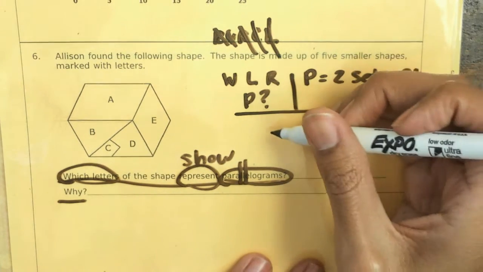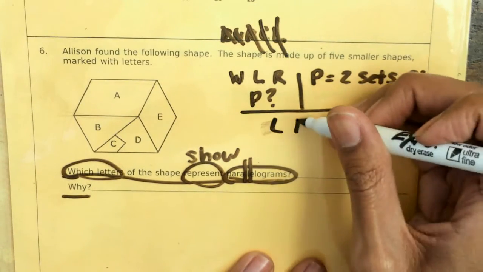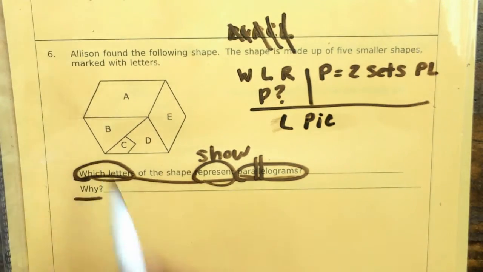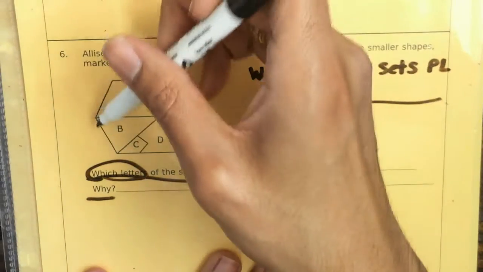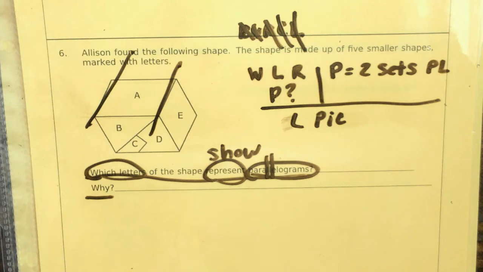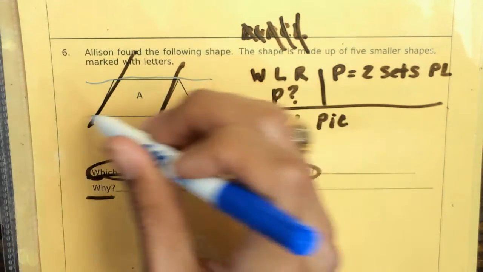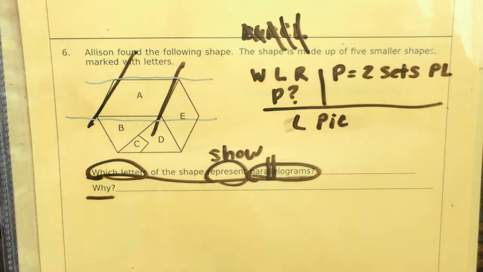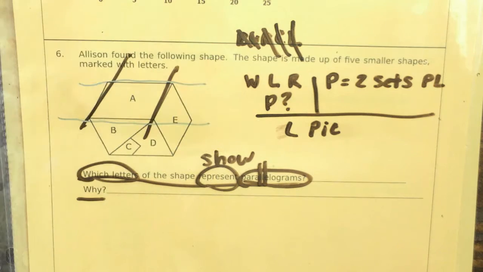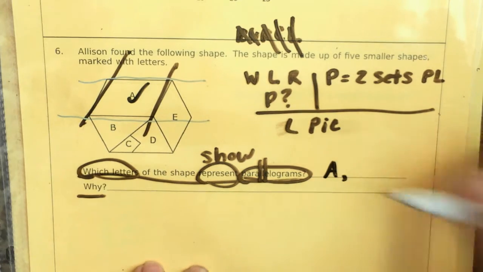So for my strategy, I'm just going to label my picture. Let's start with the letter A. Let's see, if I drew this line forever and ever and this line forever and ever, would they ever cross? No. So that's 1 set. Let me trace my next set with a blue marker. So if I trace this one forever and ever and this one forever and ever, would they ever cross? No. So that's 1 set, 2 sets of parallel lines. Is that a parallelogram? Yes, it is. So I'm going to list that A is a parallelogram.